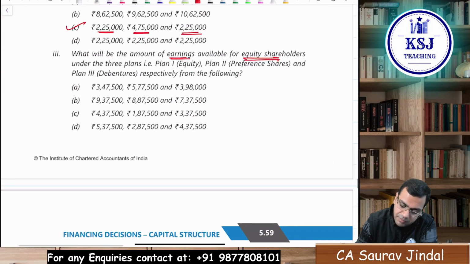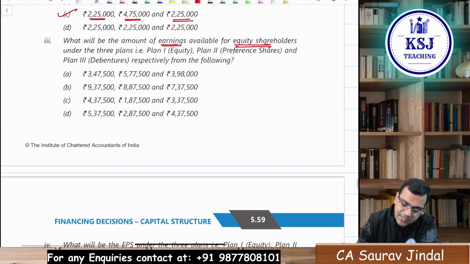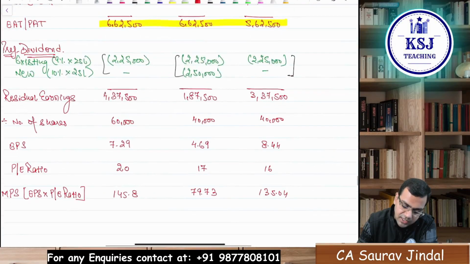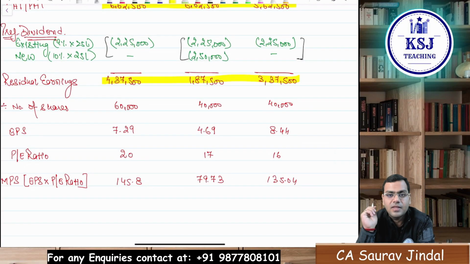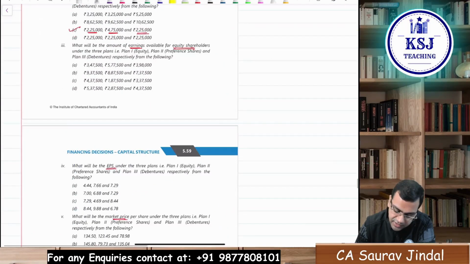After that, what will be the amount of the earnings available for equity shareholders? Earnings available for equity shareholders means what? The residual earnings: 4,37,500, 1,87,500 and 3,37,500.